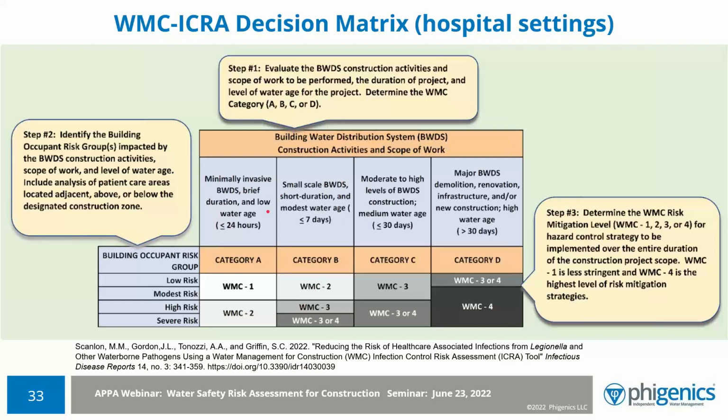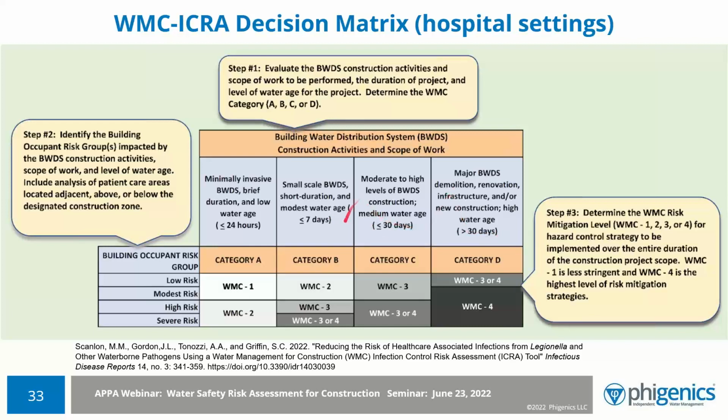This is a 4x4 table for construction for water, but it's for a healthcare situation. And we're going to adapt this for the SRA we're going to talk about. So in the building water distribution system, they classify their project. How much work are they going to do on the building water distribution? Are they going to do minimal, small, moderate, or large? And what's the water age that's associated with that construction? Is the system going to be shut down for less than 24 hours, less than 7 days, less than 30 days, or greater than 30 days?